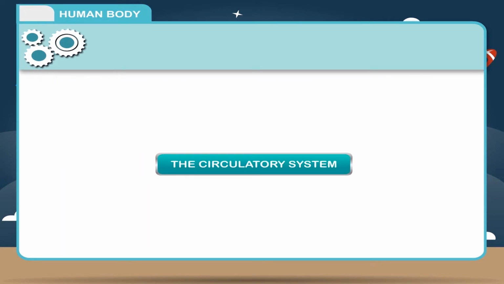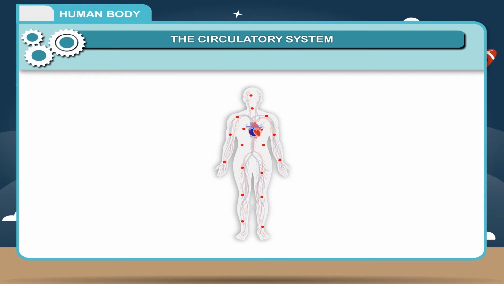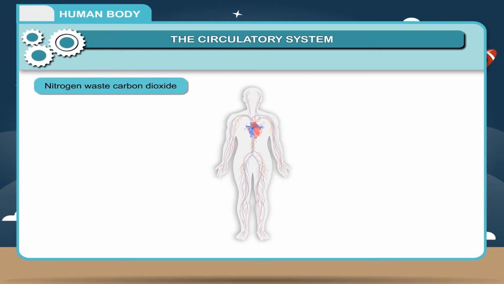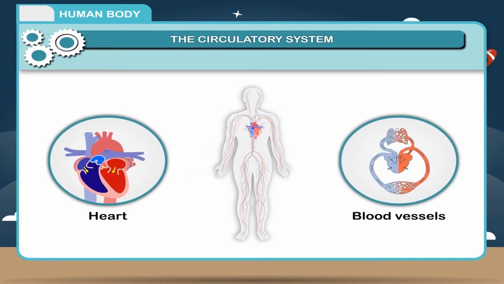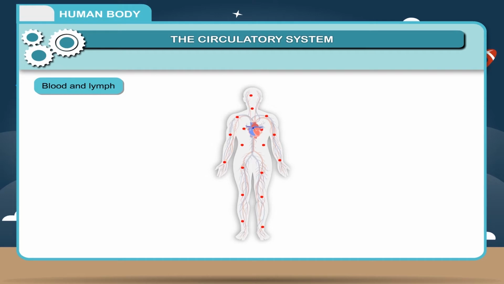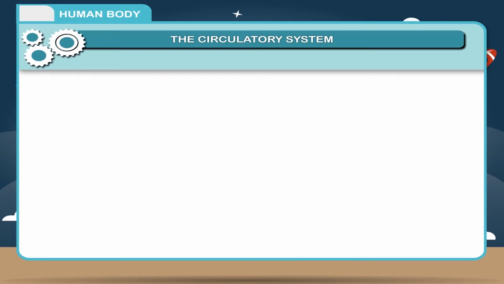The circulatory system. In humans, the circulatory system helps in transportation of various nutrients and oxygen to all the cells and parts of the body. It also helps in removal of nitrogen waste and carbon dioxide from cell to cell. It plays a very important role in transportation of hormones from their organs of secretion to their target organs. The circulatory system comprises the heart and blood vessels. Blood and lymph are also part of it.